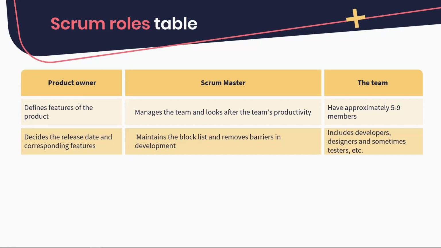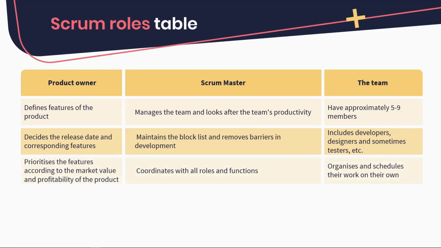For our third row, the product owner prioritizes the features according to the market value and profitability of the product. And the Scrum Master coordinates with all roles and functions. And finally, the team organizes and schedules their work on their own.